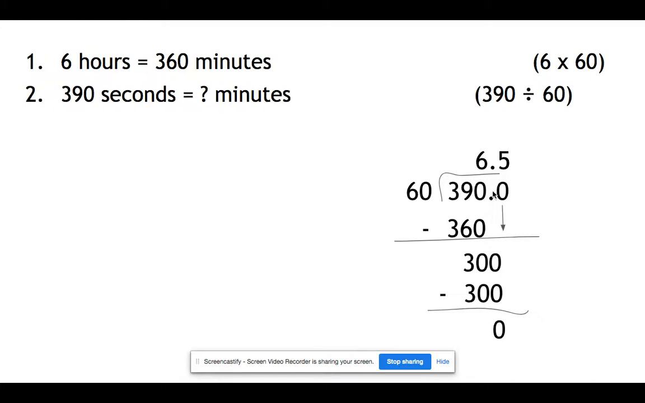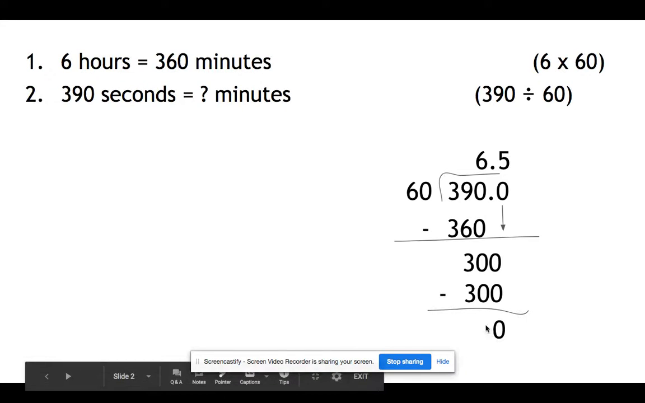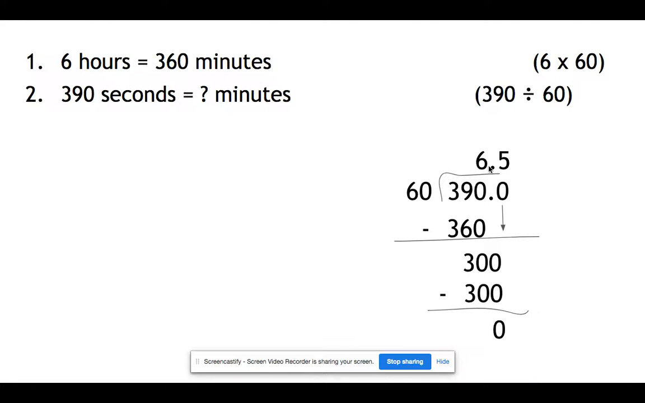Now notice I put my decimal point directly above in my answer. When I bring the 0 down, I have 300. 60 goes into 300 5 times. 5 times 60 is 300. When you subtract, you get 0, so you no longer have any remainder. Now, we have an answer of 6.5.